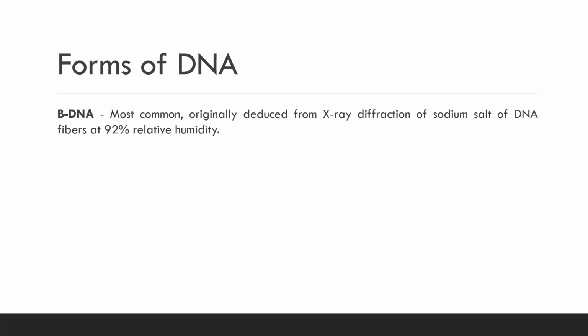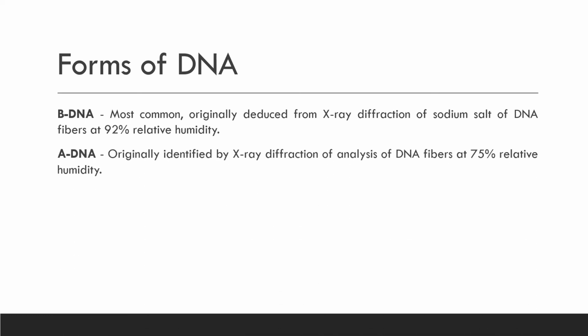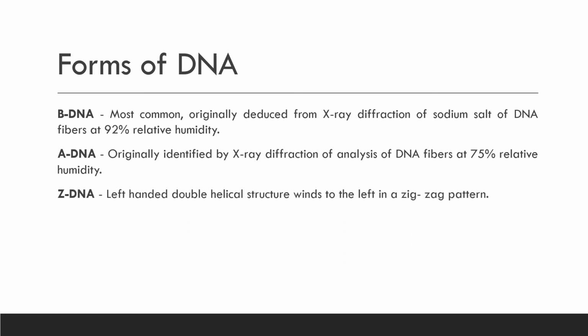Let's look at the forms of DNA. B-DNA is most common, originally deduced from the X-ray diffraction of the sodium salt of DNA fibers at 92% relative humidity. Then we have A-DNA, originally identified by X-ray diffraction analysis of DNA fibers at 75% relative humidity.